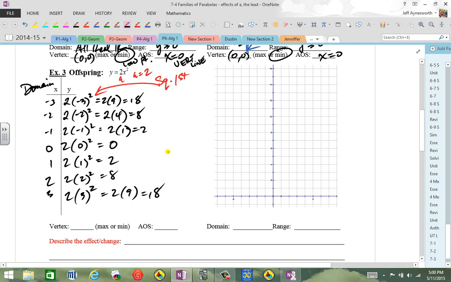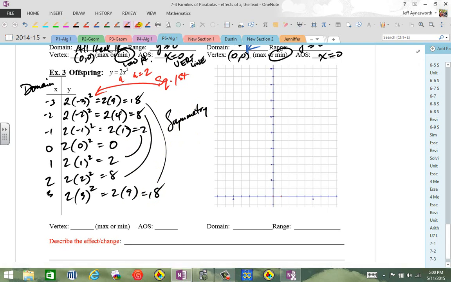All right, so you see the symmetry going on here. There's symmetry here, there's symmetry here, there's symmetry here. Come on, guys. Symmetry. If you can't see it, man, look closer, take your time. All right, now let's plot. Okay, we got to plot the points.